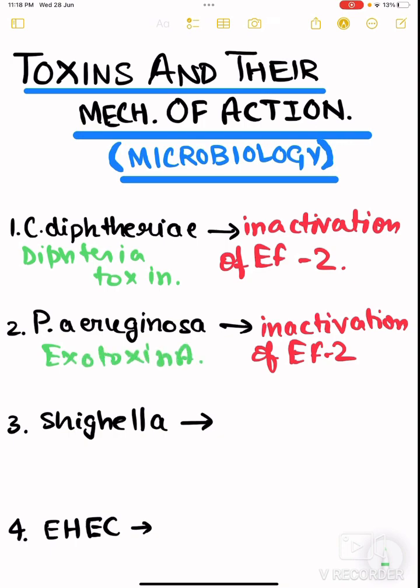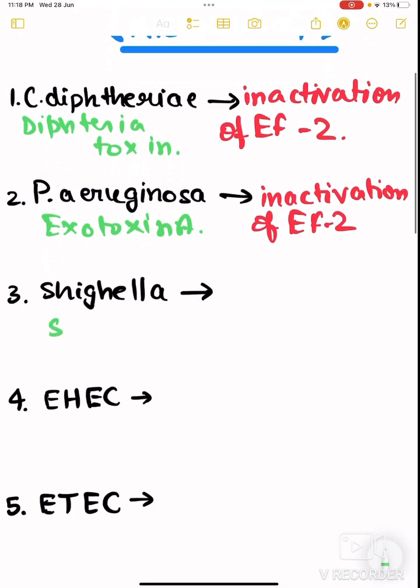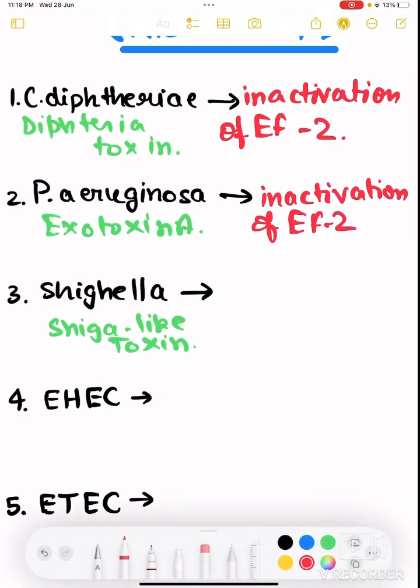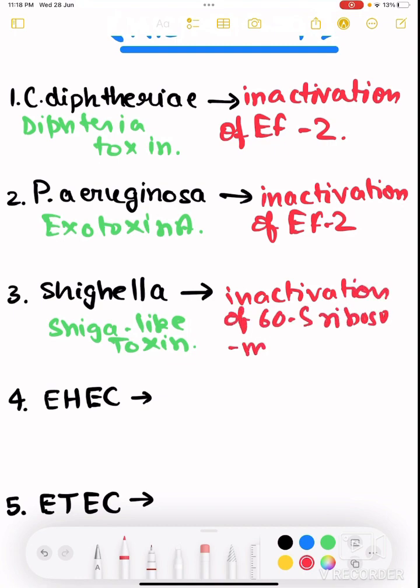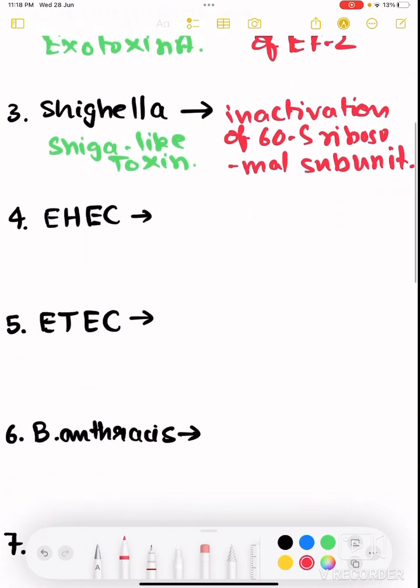Right. Now coming to Shigella. In Shigella it is Shiga-like toxin. The name of the toxin is Shiga-like toxin, and the mechanism of action of it is inactivation of the 60S ribosomal subunit. Right.